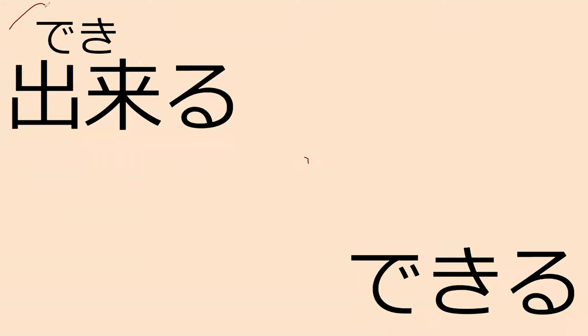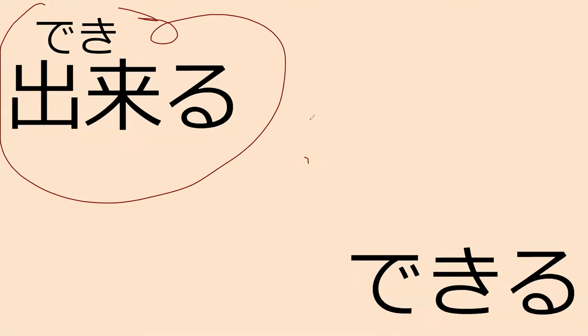So next verb is dekiru. This is literally the word possible to do. Sometimes when you talk, you want to conjugate it to being possible. And other times you want to literally say the word, it's possible. So dekiru is what you use if you want to literally say the word possible.